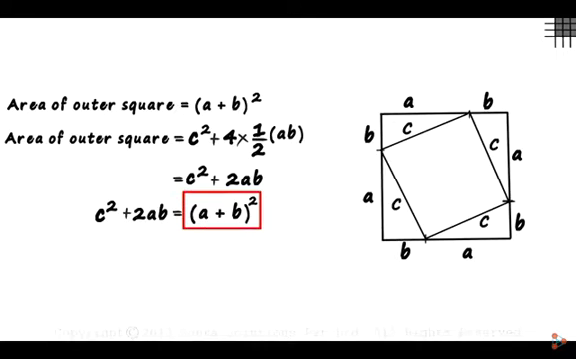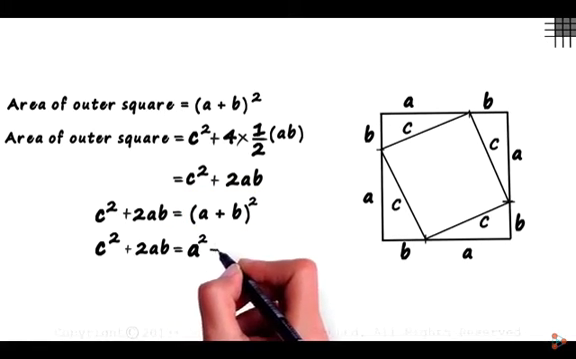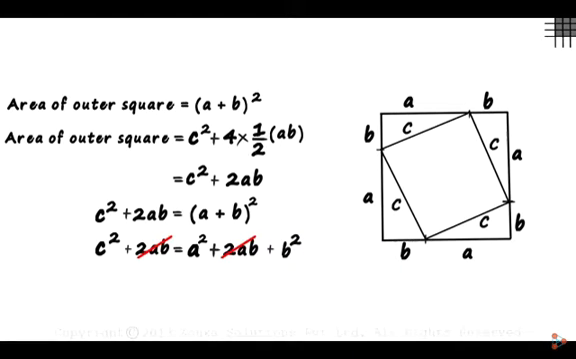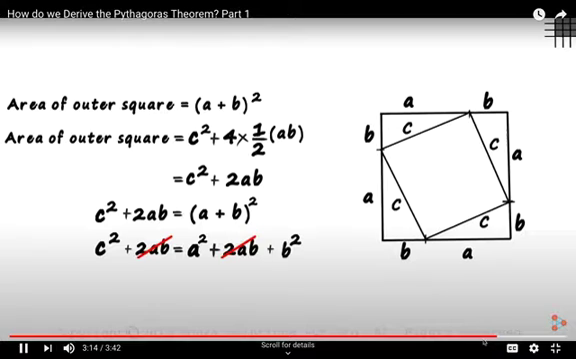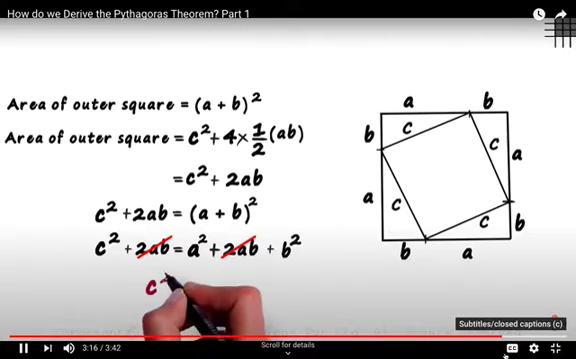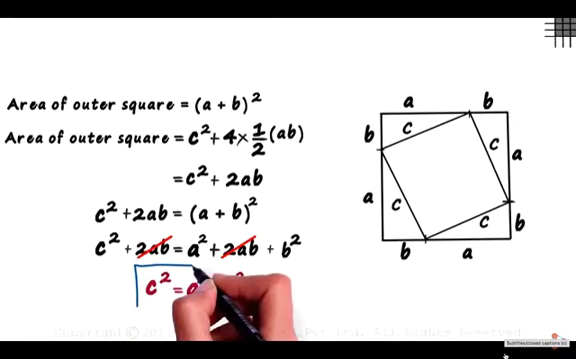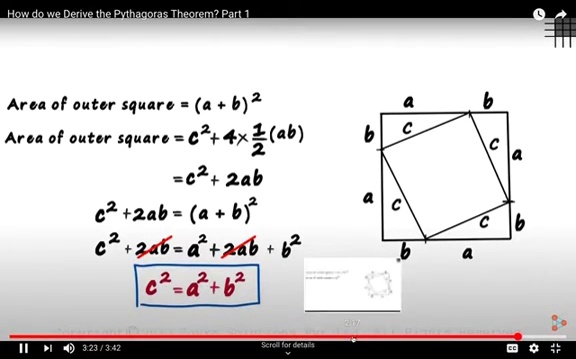And using the identity for a plus b the whole squared, we write this as c squared plus 2ab equals a squared plus 2ab plus b squared. And cancelling out 2ab from both the sides, we get c squared equal to a squared plus b squared. This is the Pythagoras theorem.